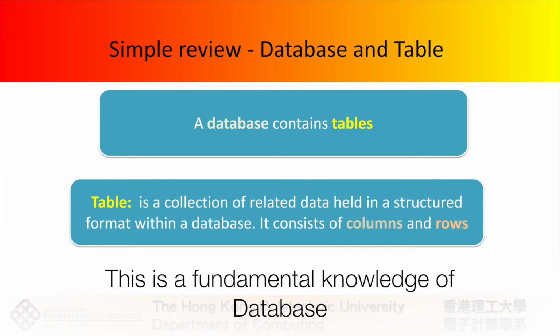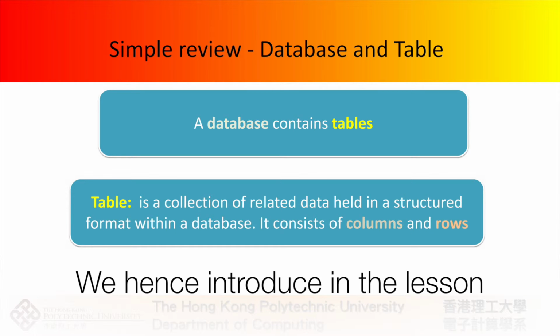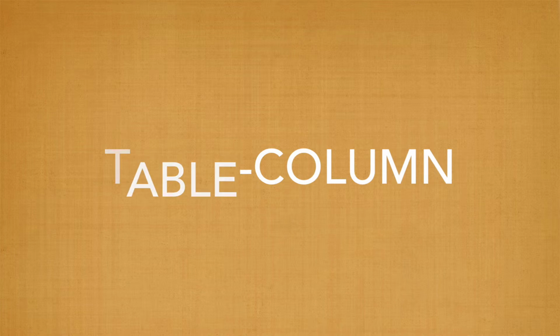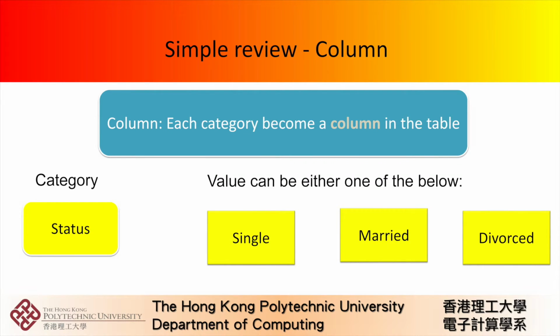A database contains tables. A table is a collection of related data held in a structured format within a database. It consists of columns and rows. Each category becomes a column in the table. For example, status is one of the categories of Haley's database. Therefore, status is one of the columns, and under this column, the value will be either single, married, or divorced.